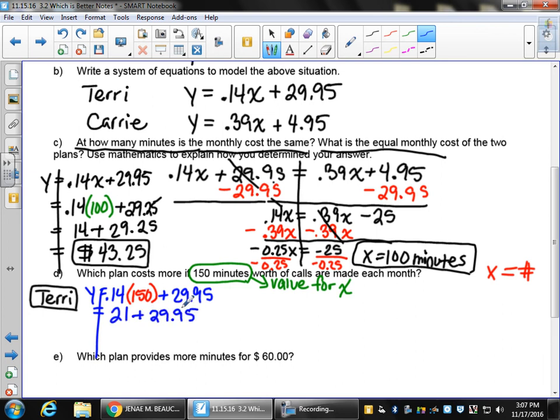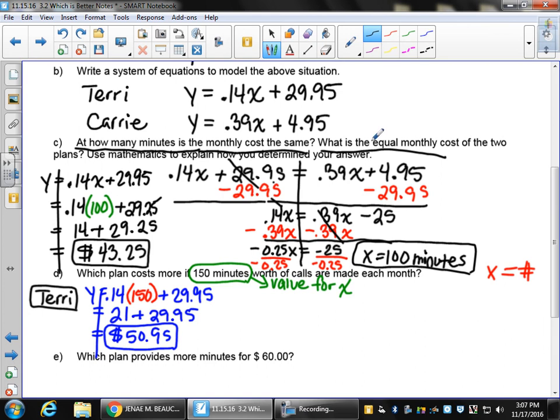plus 29.95 is $50 and 95 cents. So we know for 150 minutes, Terry's plan will cost you this much money.